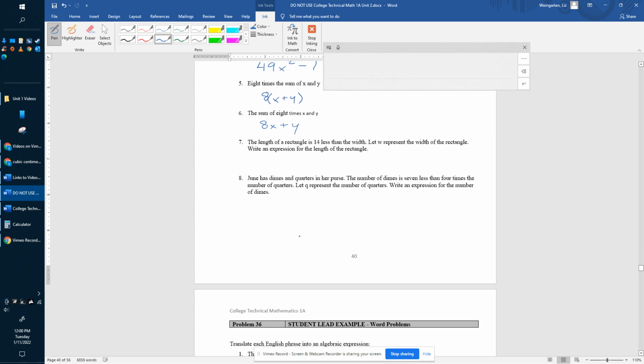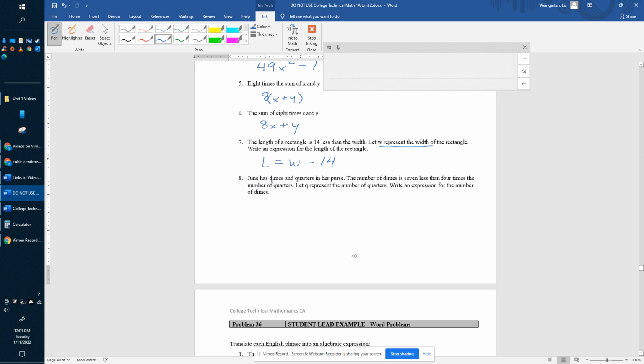Number 7. The length of a rectangle is 14 less than the width. Let W represent the width of the rectangle. Write an expression for the length of the rectangle. So W is the width. The length is means equals. So let's say length is 14 less than the width. So you take the width and it is 14 less. So it'll be W minus 14. You have to be really careful with these subtraction and quotient problems.